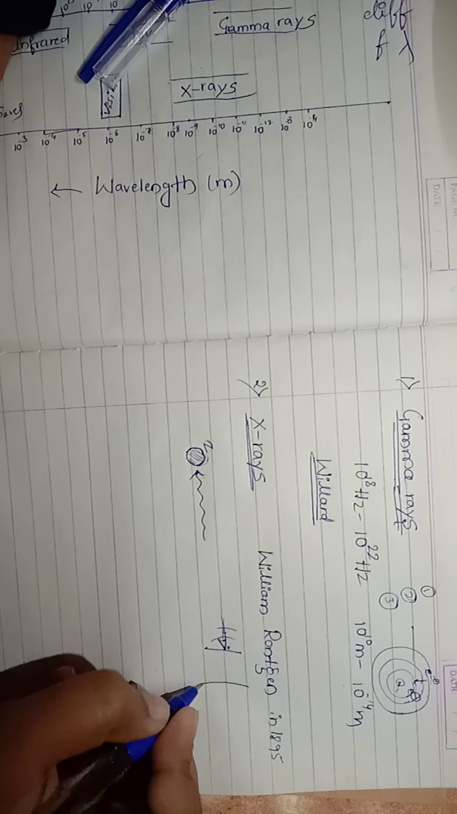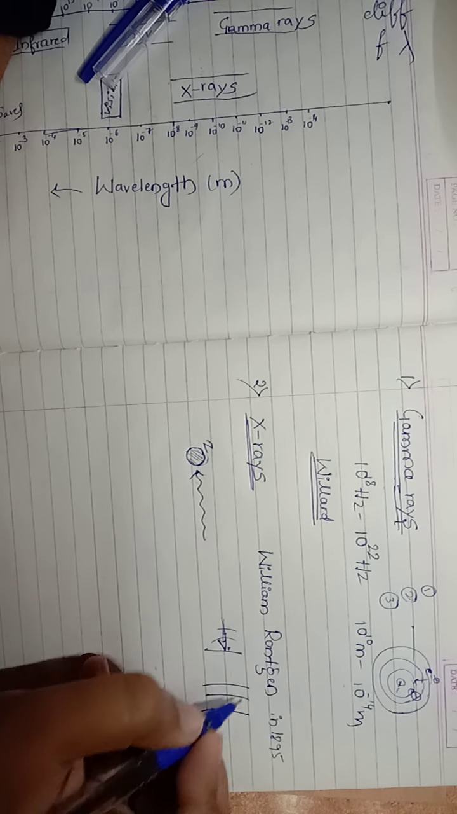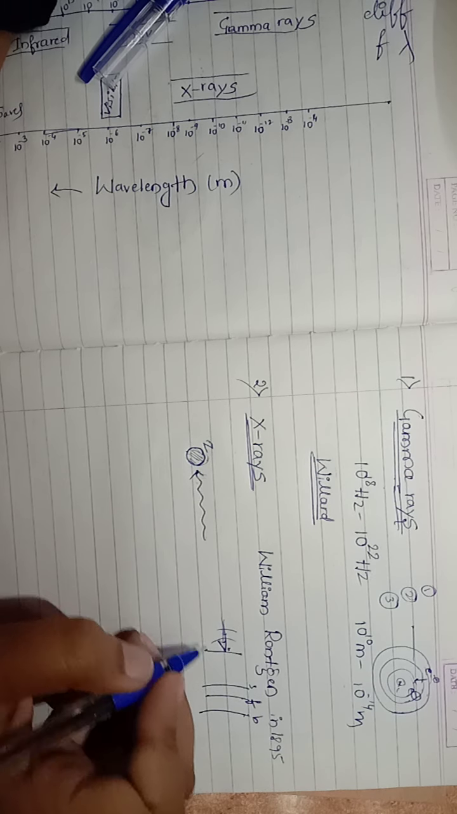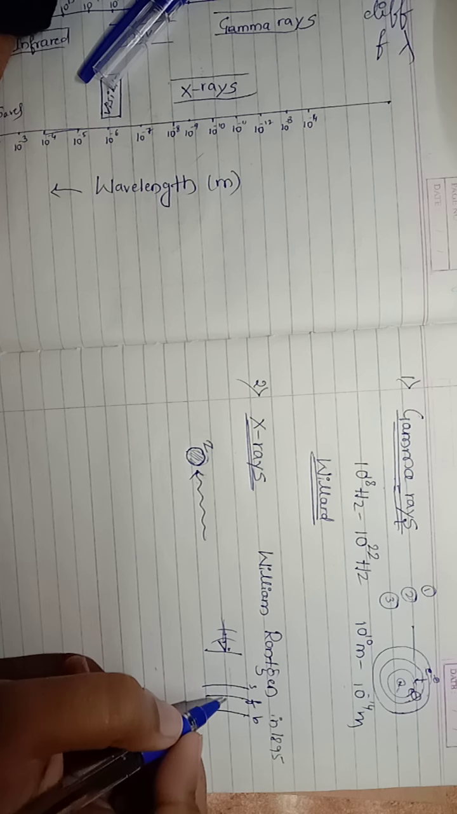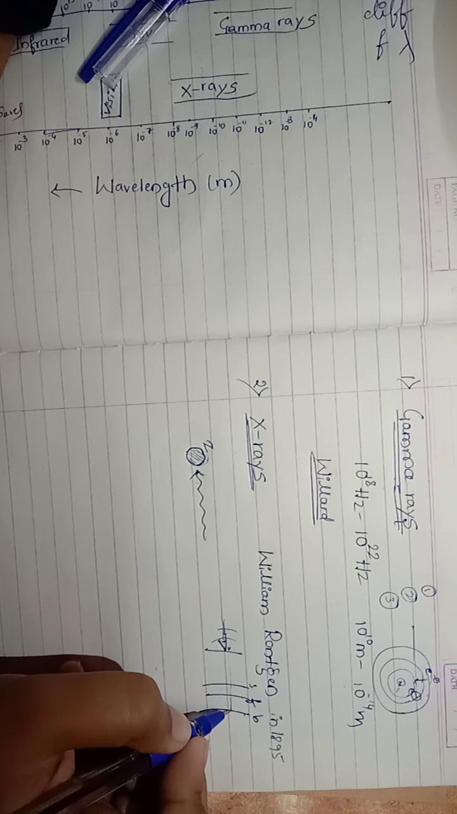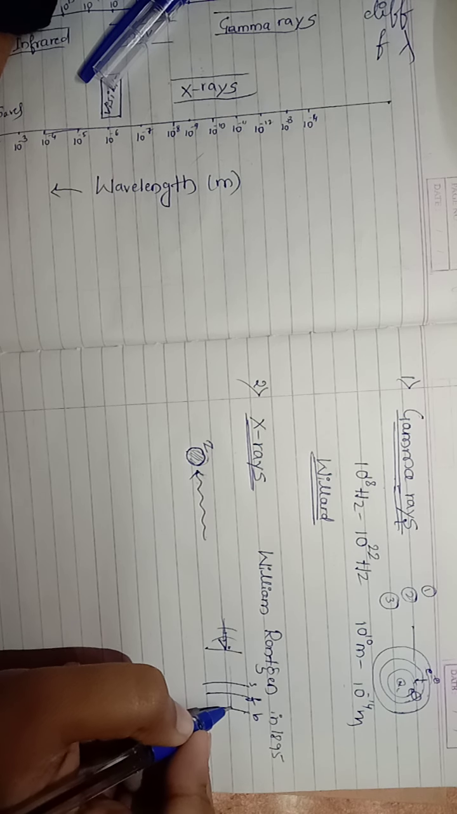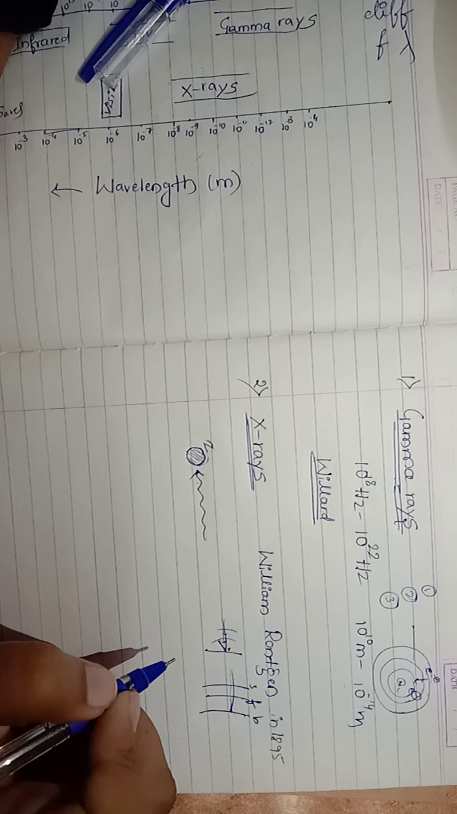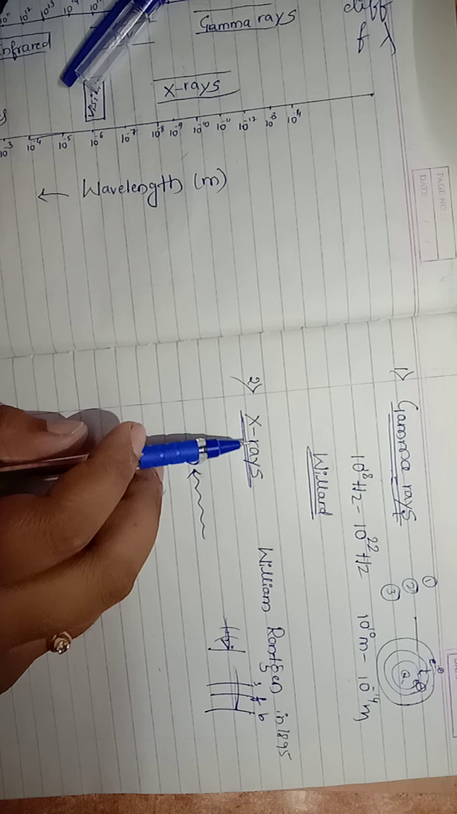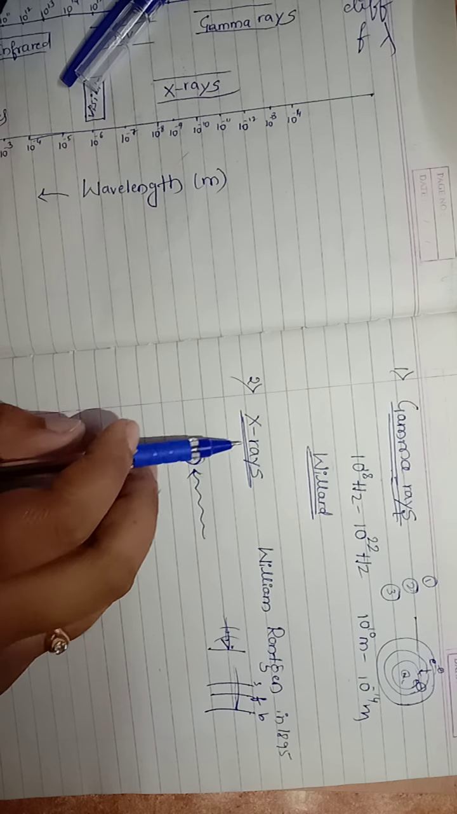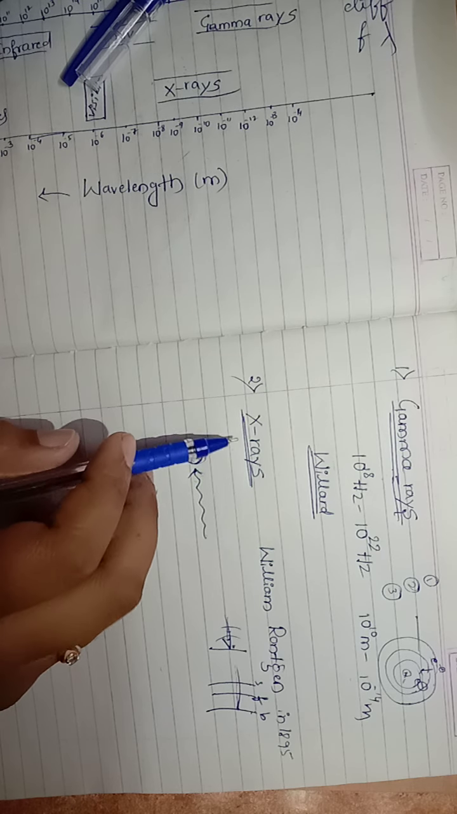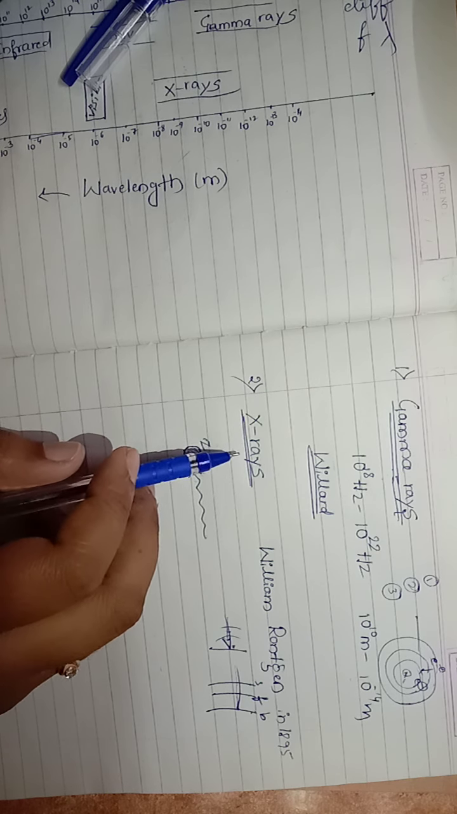Consider this is skin, this is flesh, this is bone. They will pass through the skin, they will pass through the flesh, but they are stopped by the bones. When X-rays hit the bones, they reflect back. That's why to detect any problem in the bones, they use X-rays. Understood? They are also dangerous. If you expose your skin to X-rays for a longer time, you may get skin damage. So that is dangerous also.